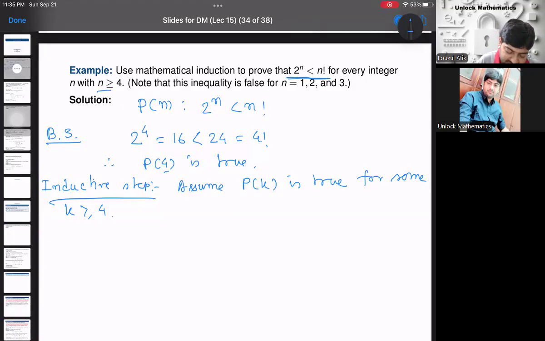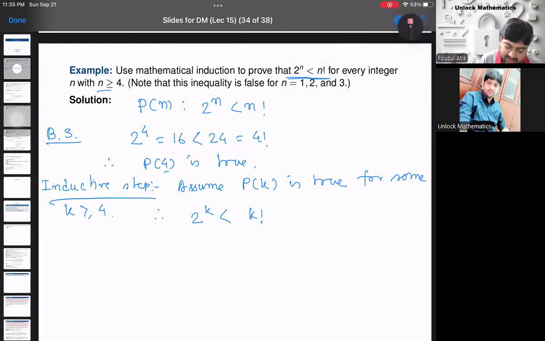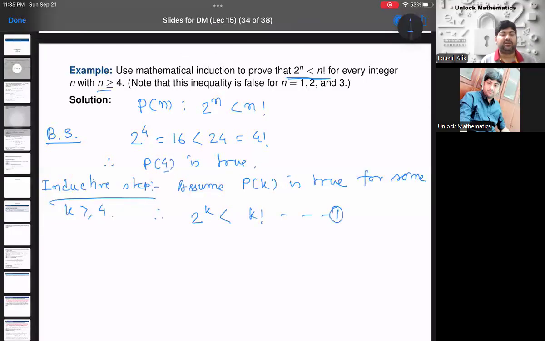Therefore, what is Pk? I can have 2 to the power k less than k factorial. You write this as equation number 1. Now with the help of this Pk, you have to prove that Pk plus 1 is also true. Now how do you prove that Pk plus 1 is also true?